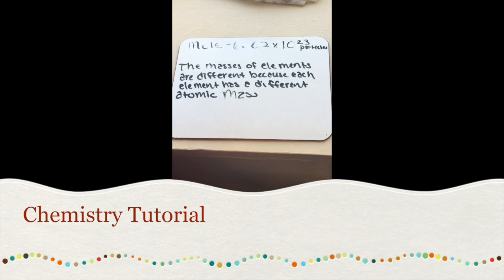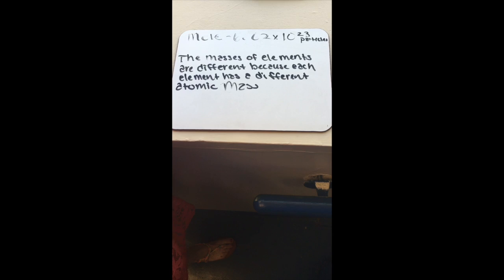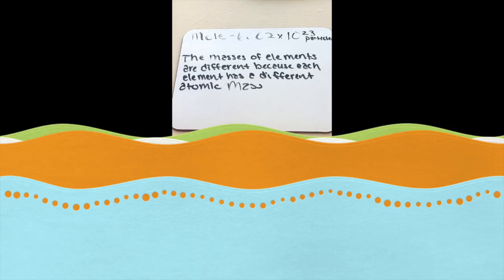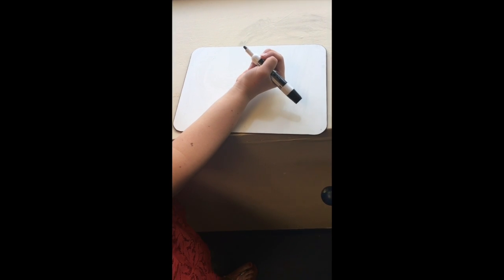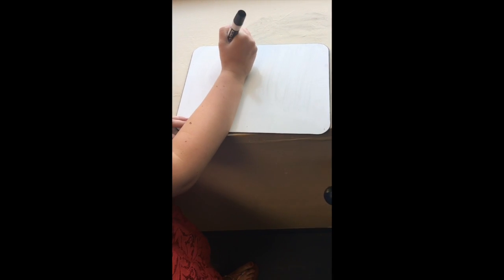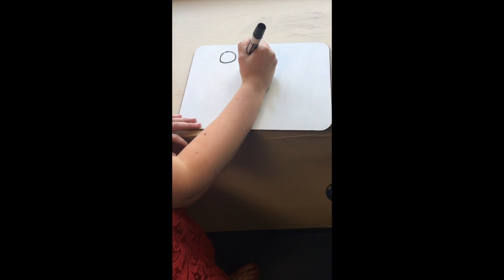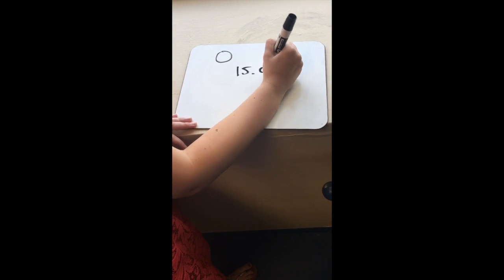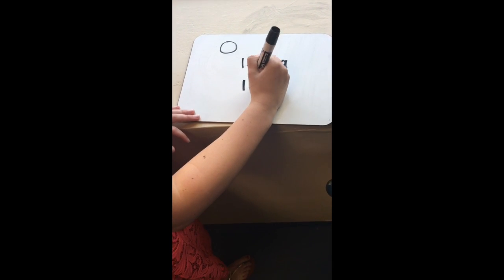A mole is 6.02 times 10 to the 23rd, and that's particles. The masses of each element are different because each element has a different atomic mass. The periodic table is set up for 1 mole. To find the molar mass of an element, let's say we're looking for oxygen, you'll write O down. Then you'll look at the periodic table and you'll see that it's 15.99. And then you'll have to round and it becomes 16.0.